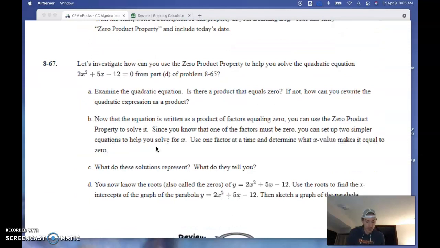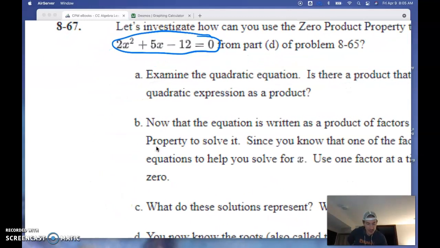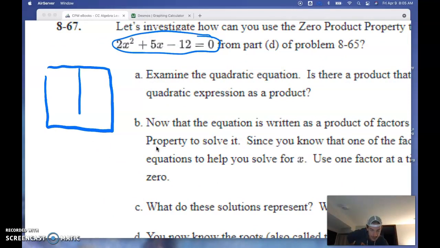And I'm going to re-examine this equation from part D of 865, and we're going to do some solving, right? Is there a product that equals 0? And the answer is, heck yeah, there is. And we're going to use our generic rectangle to do some factoring, right? Because we have the area up there as a sum, and now we're going to write it as a product. So I've done this with you guys before.